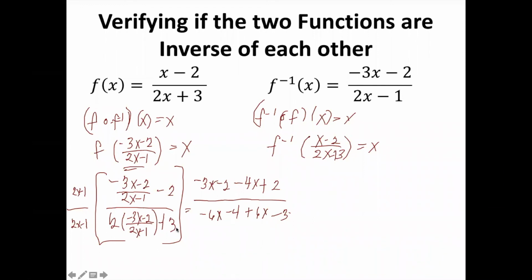Correct? 3 times 2x, 6x. 3 times negative, minus 3. So simplifying, this is negative 7x over negative 7.